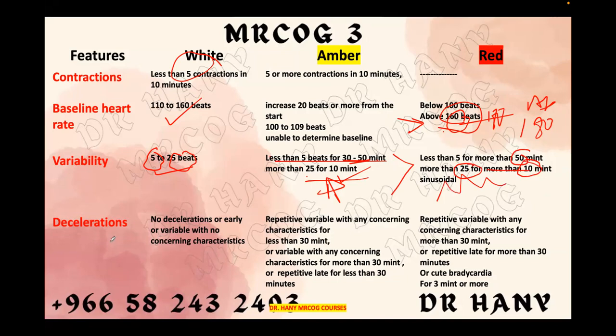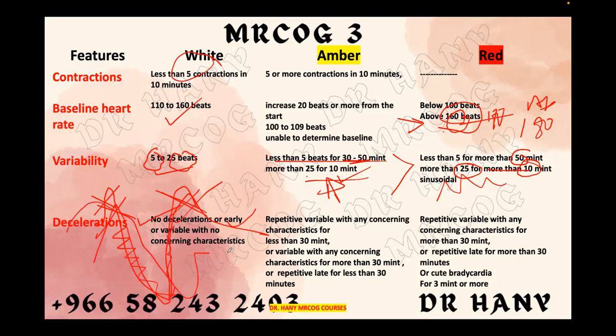For decelerations, they should be either absent, early decelerations, or variable without concerning characters. What are the concerning characters? In variable decelerations: loss of shoulders, meaning no acceleration before the deceleration and no acceleration after, is a concerning character. Loss of variability in the deceleration is a concerning character. Recovering to a lower baseline is a concerning character, or not recovering at all.